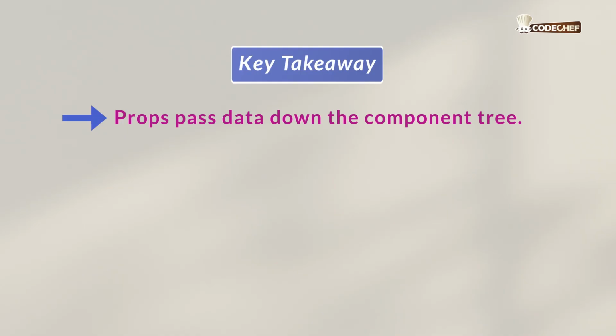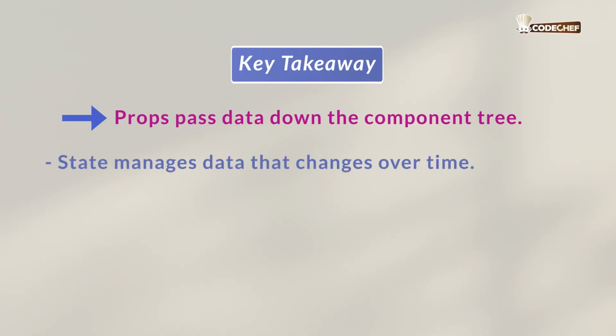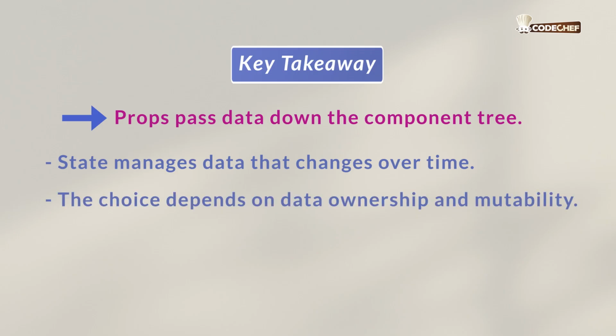To summarize, props are used to pass down data from parent to child. State is used to manage data that changes within a component. The key decision always comes down to data ownership and whether the data changes.